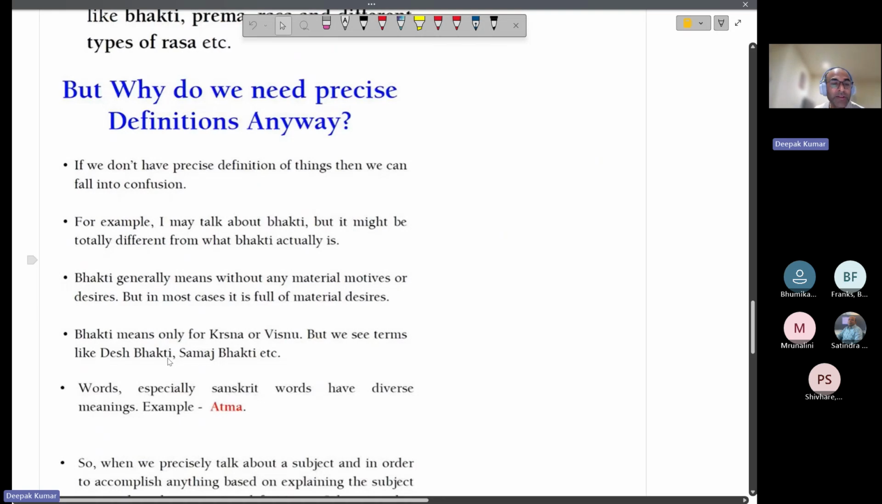So bhakti means only for Krishna or Vishnu. But we see terms like Desh Bhakti, Samaj Bhakti, etc. Words, especially Sanskrit words, have diverse meanings. Example, Atma. So, the different meanings of Atma.